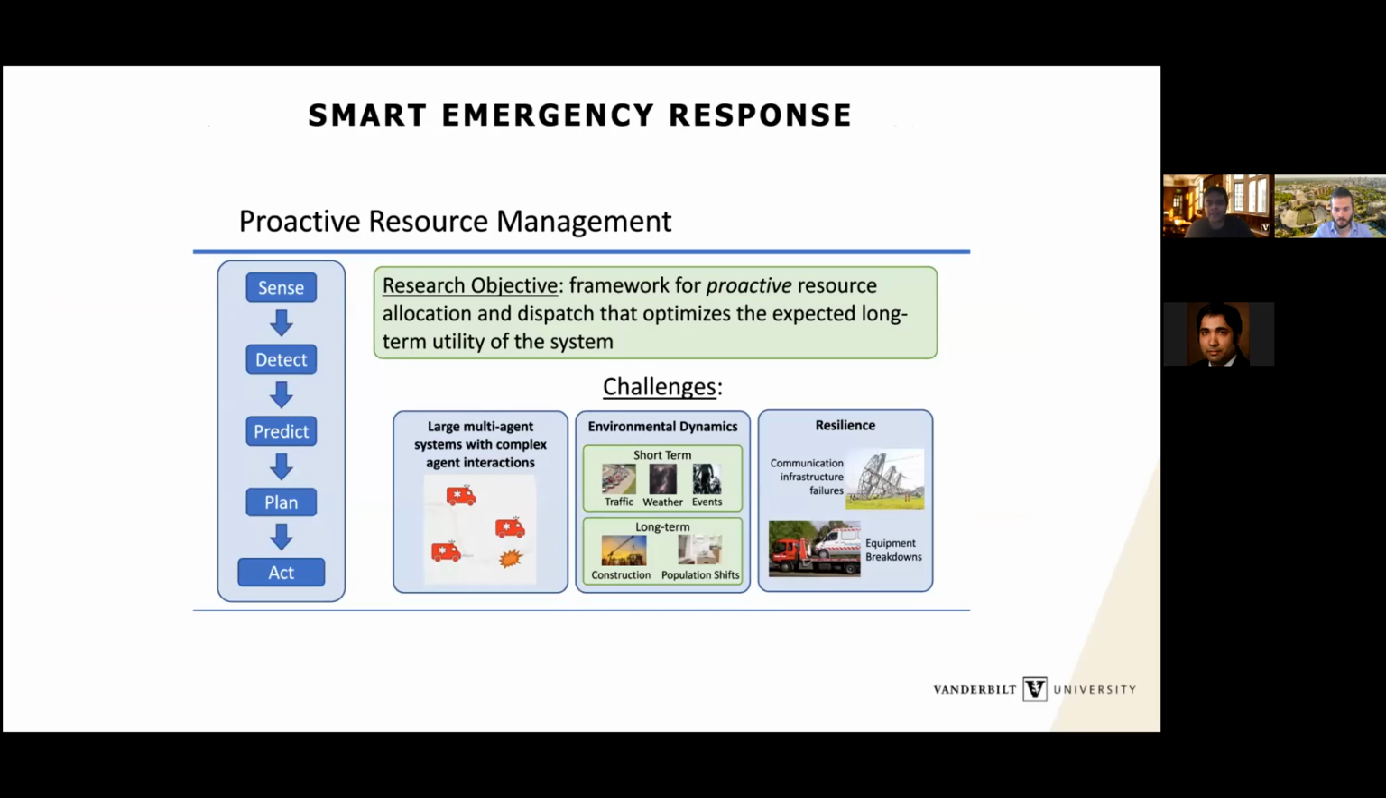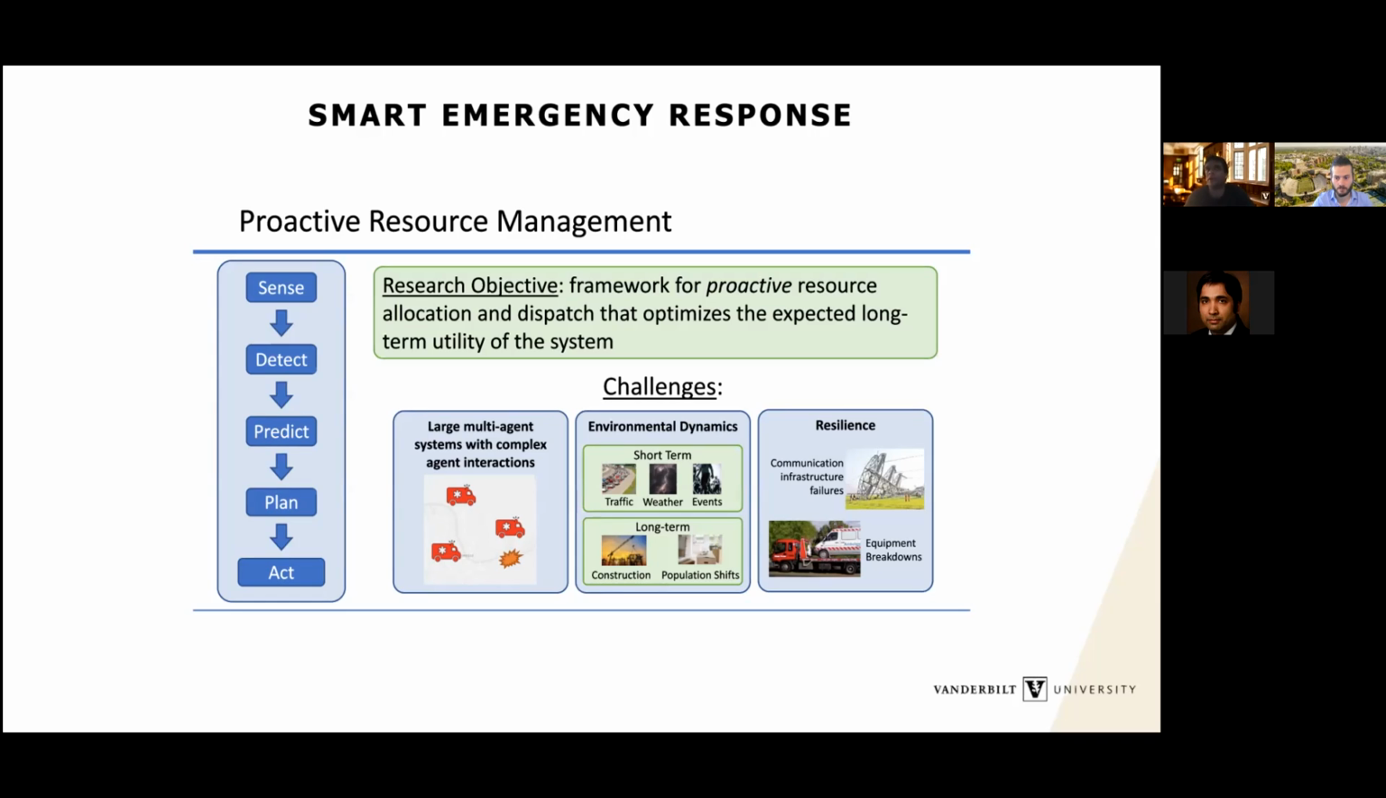Now, this is an overview of the broad pipeline that we deal with, and this is a very high-level overview of the research we do on this project. We do everything from designing methods to sense, detect, predict, plan, and act. So we want to sense and detect where and when incidents happen. We want to predict them so that we can plan for them or plan in anticipation of them proactively.